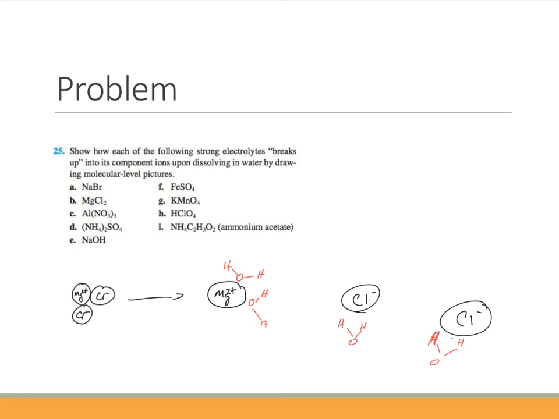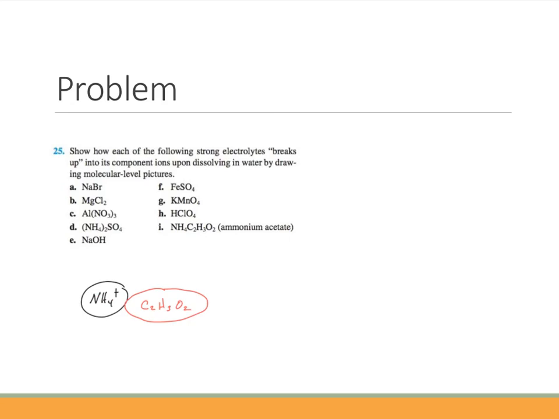Let's move on to something that's a little bit more complex. Let's try the ammonium acetate compound. If I were to draw a molecular level picture for ammonium acetate, I would have the ammonium ion and the acetate ion. Now the ammonium ion, when we dissolve it in water, is going to break apart to form the NH4 plus, and that again is going to be solvated by the oxygen end of water molecules.